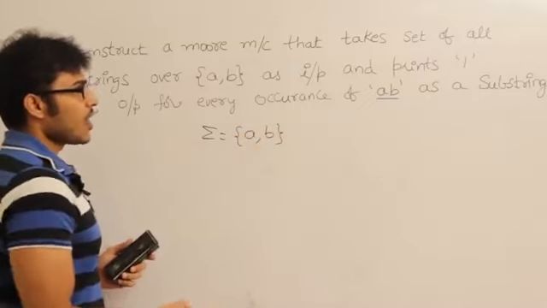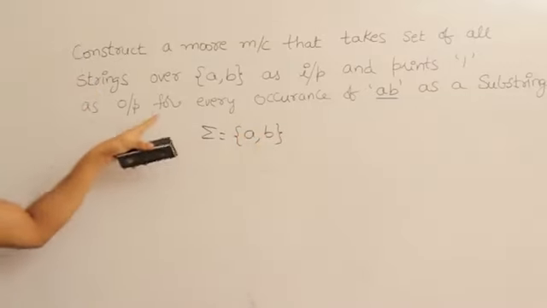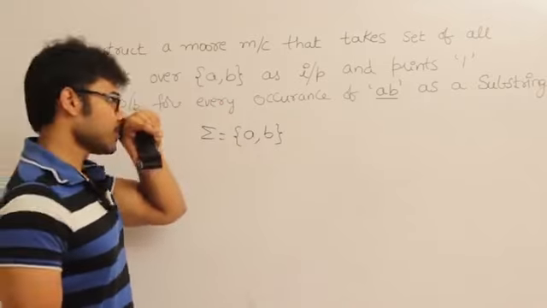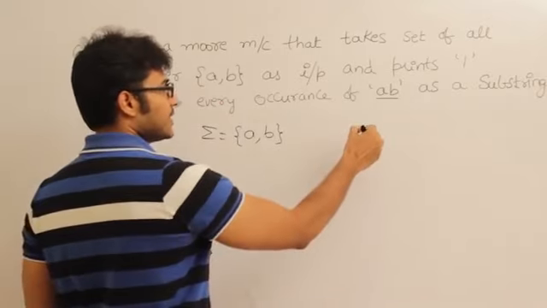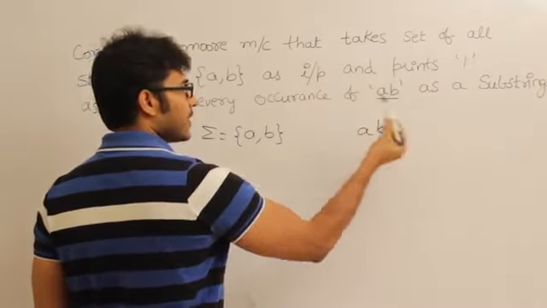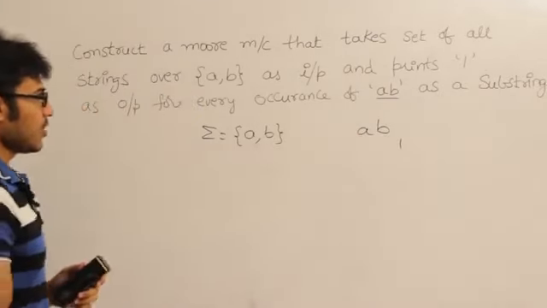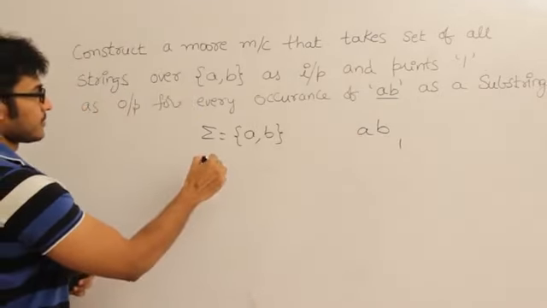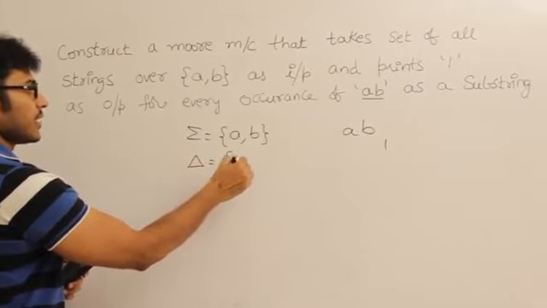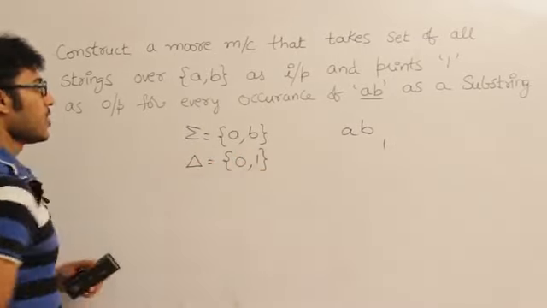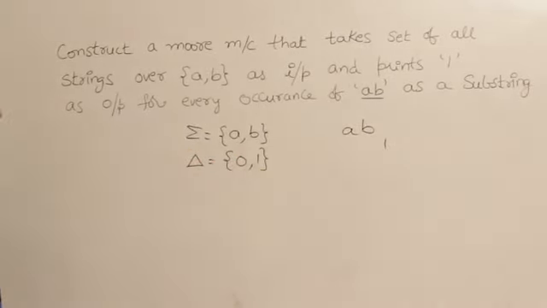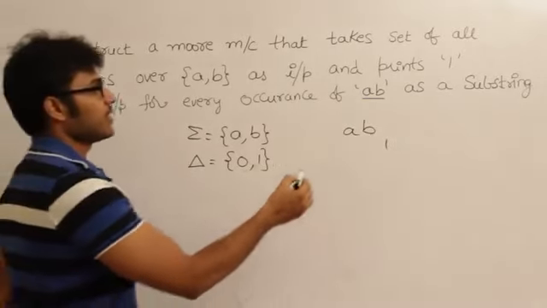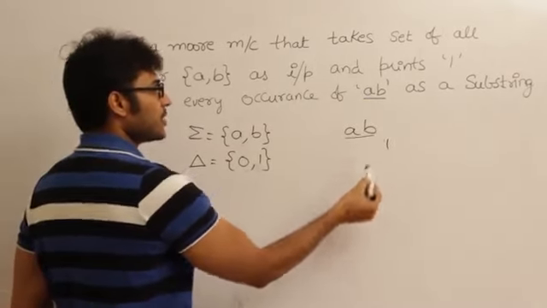It prints 1 as output for every occurrence of AB as a substring, which means whenever I see AB, I have to print a 1 as output. So the output alphabet, capital delta, should contain 0 and 1. Output is 0 and 1, input is a, b. Now the problem is this: whenever I give any string which contains AB, it should print 1.